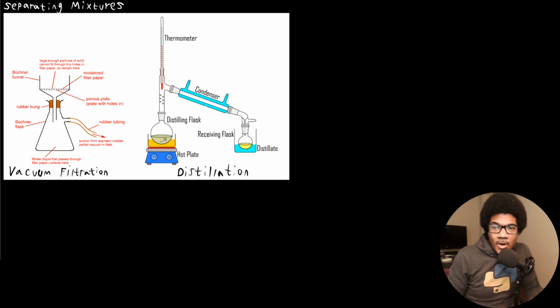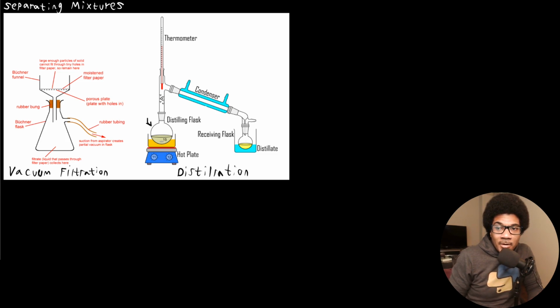This figure on the right shows a general distillation setup. And this is a really cool technique. Basically, you put your sample here in the distilling flask and you heat it up. The idea behind this is that this will be a homogeneous liquid solution, and your two components have different boiling points, right? So different points at which they would boil and turn into a vapor. So basically you set your solution to the boiling point of one of your components.